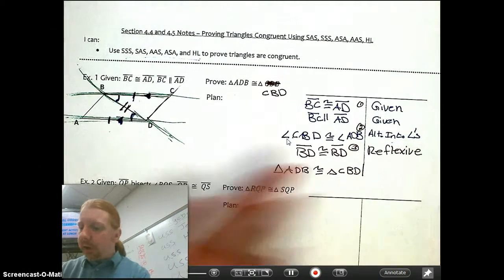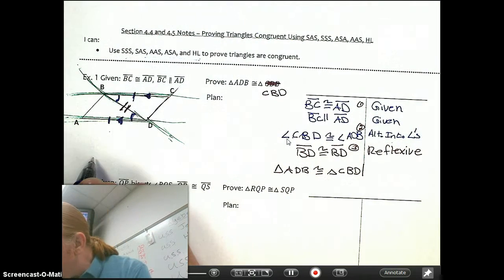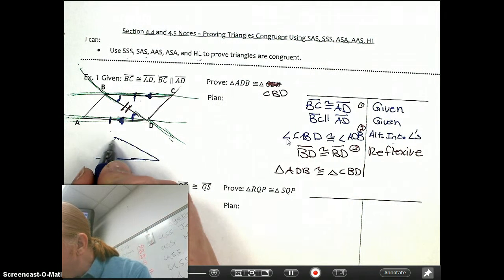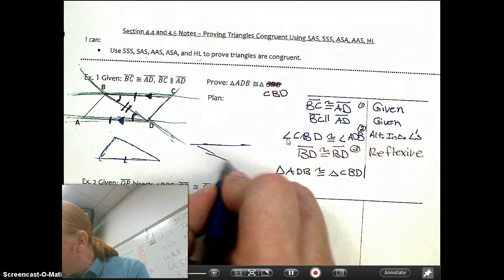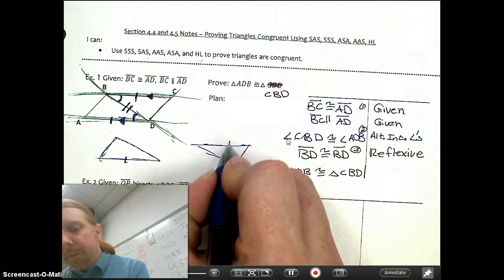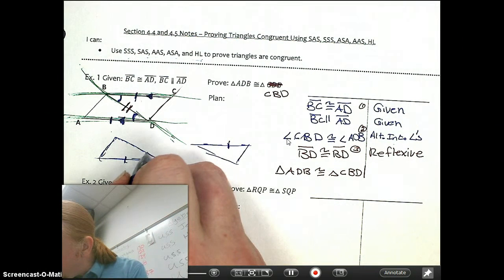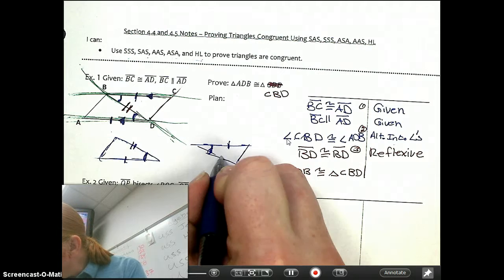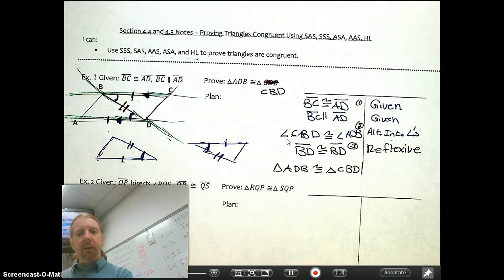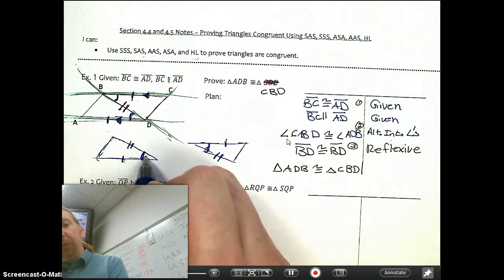And if you're not sure, you can always sketch one triangle all by itself. Take a look at what we know. We talked about that side. It matches that side. We talked about this angle. Matches that angle. This side matches that side. So I'm going to use side, angle, side. I've got 2 sides, and the angle sits between them.